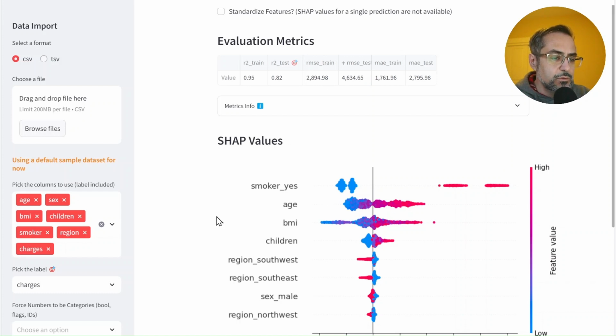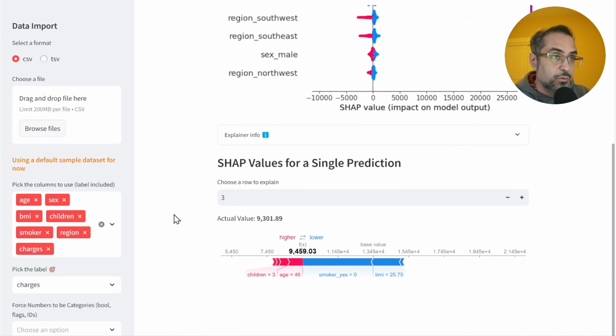We can also drill down into individual patients in this case. Each record here is a patient. So for example, we could say that for patient number 3, the actual cost was 9,300 and the predicted cost was 9,459. So it is fairly close. Okay, and then it says what factors contributed to this cost. So the bigger the bars, the more the contribution.